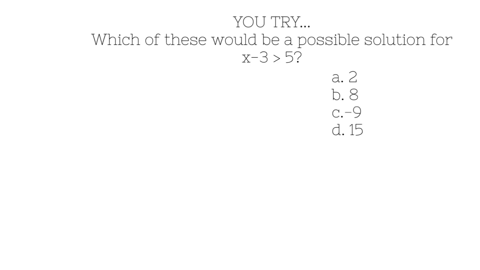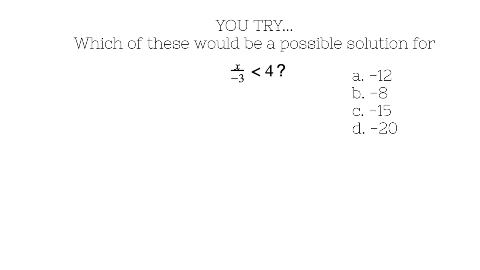Okay, you try this one on your own. Which of these would be a possible solution for x minus 3 is greater than 5? So when you solve this, you should be adding 3 to both sides. And that would give us x is greater than 8. So the only answer choice here that is greater than 8 would be D, 15.